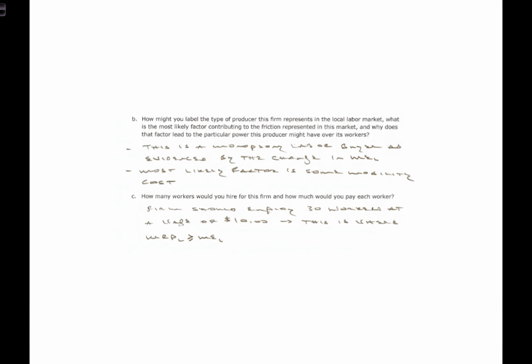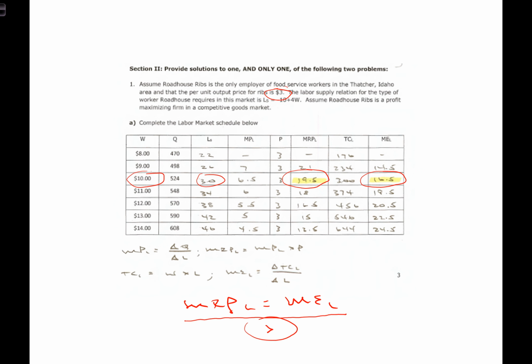So if we look at this, the next question is how might you label the type of producer for this firm in the market, and what's the most likely contributing factor? Well, it's a monopsony employer, and the factor is mobility. Think about it. If you were in a situation where you had a monopsony employment situation, you probably are being paid less than marginal revenue product of labor. Look back here. At a wage of 10, MRP of L is 19.5, so that's a lot less.